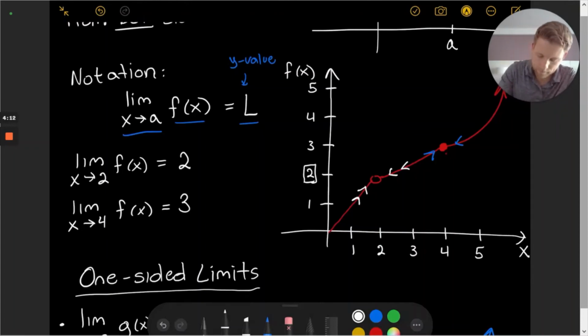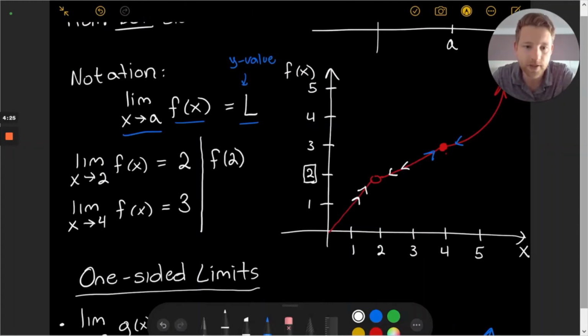Now, taking a look at the idea of the functional values, we can see that the functional values are asking a different question. We could ask, what is the functional value at 2? The functional value at 2 for f, well, that's a hole in our graph, so that would be undefined. But for x equals 4, we could say that x equals 4 would produce the functional value at 3.